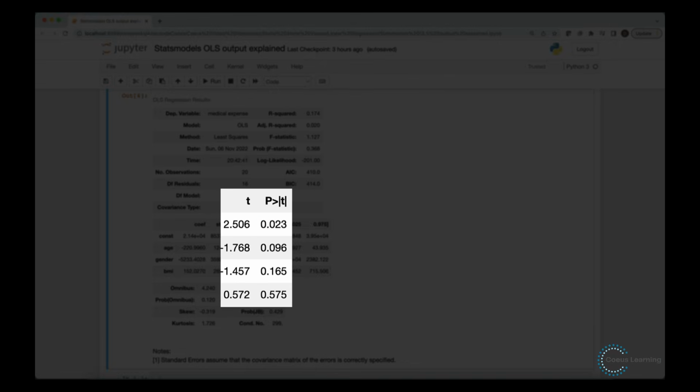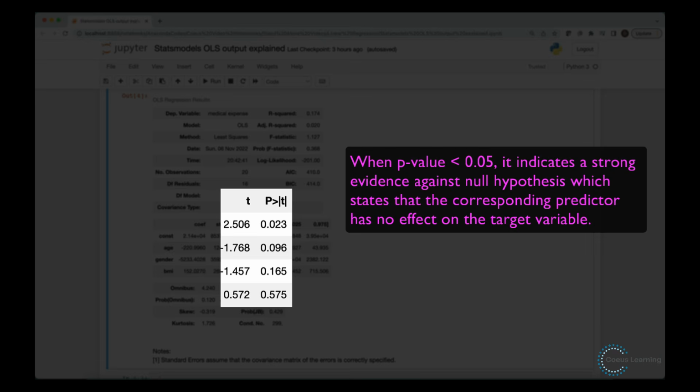We now look into the T-statistic and its p-value. P-value is calculated from T-statistic. When p-value is less than 0.05, it indicates a strong evidence against the null hypothesis, which states that the corresponding predictor has no effect on the target variable.